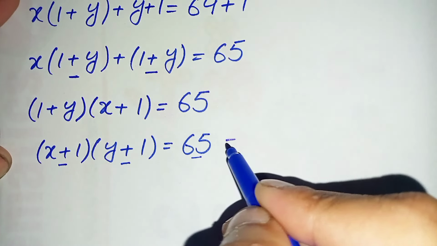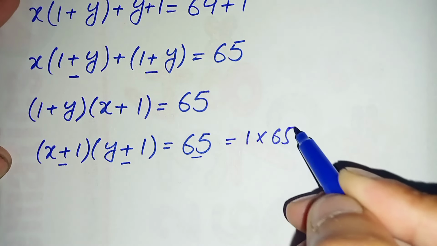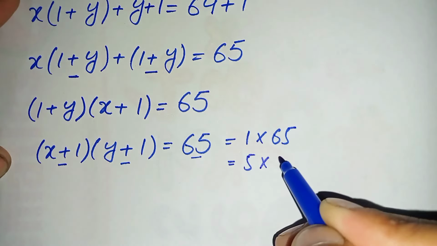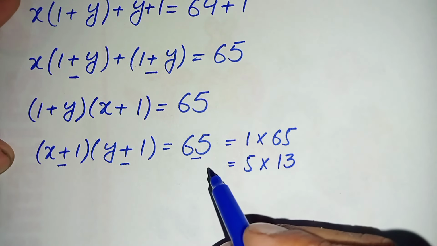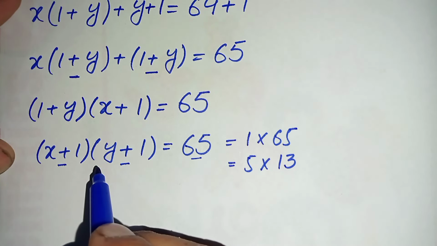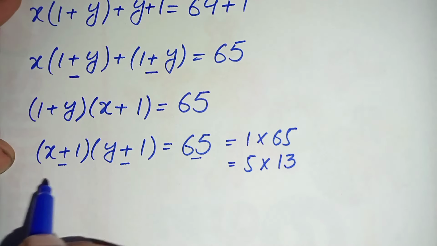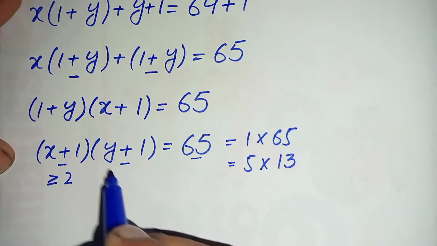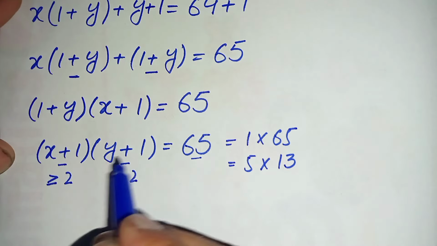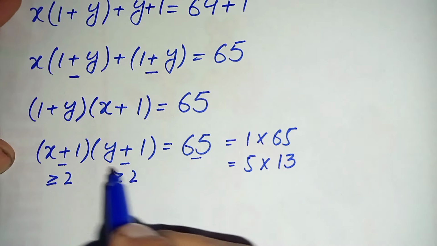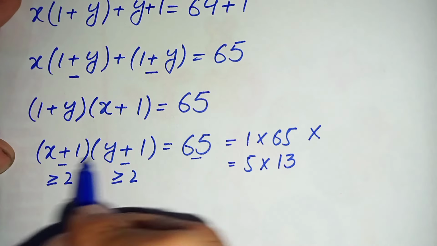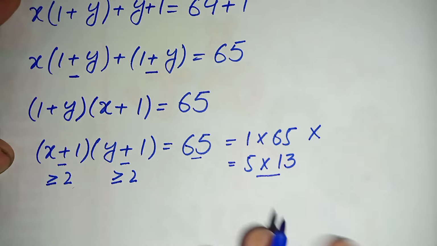So we can write 65 as 1 times 65. We can also write 65 as 5 times 13. Now there is no other factorization of 65. Now but from the left hand side here, as since x and y in this question are positive integers, so a positive integer plus 1 is always greater than or equal to 2. Similarly, y plus 1 will be always greater than or equal to 2. So it means that this expression and this expression must be greater or equal to 2. So here we cannot compare this expression with this product of numbers. So here we will reject this pair of numbers. So we will only compare this expression with this product of numbers, which gives him 65.